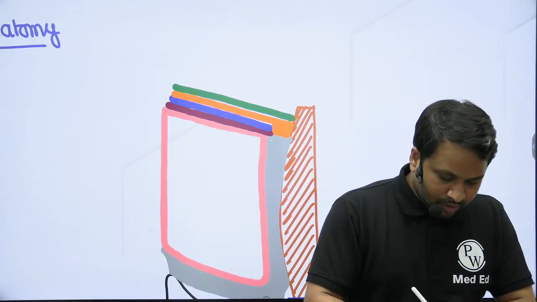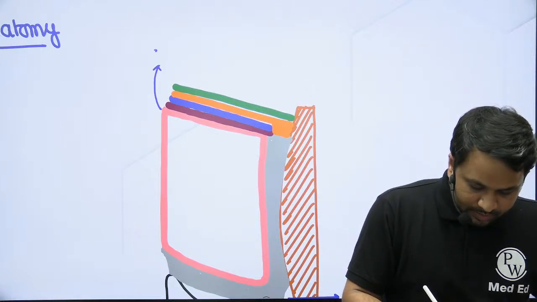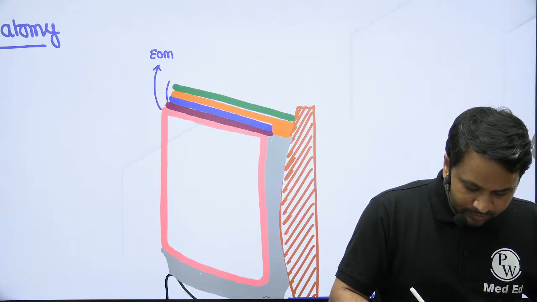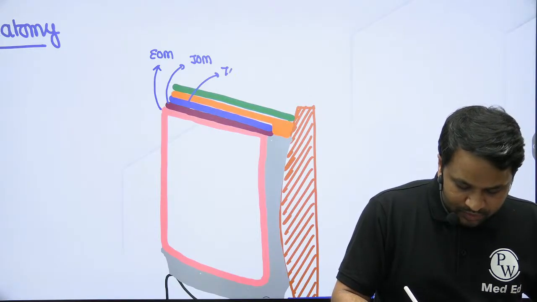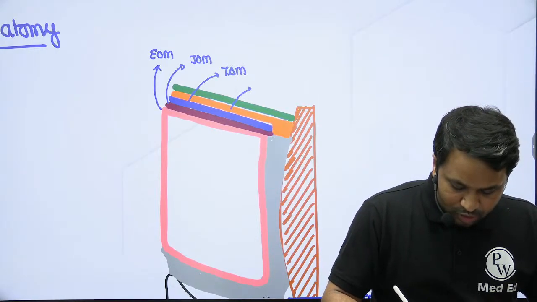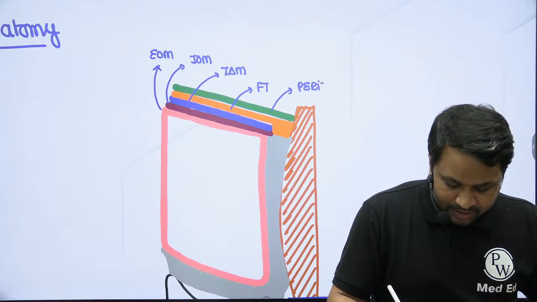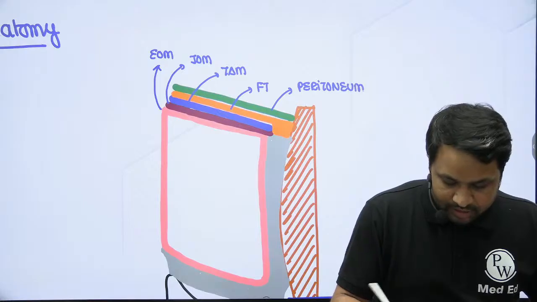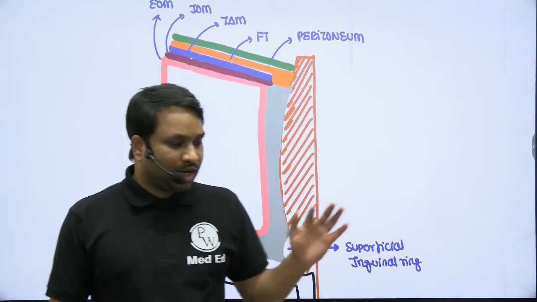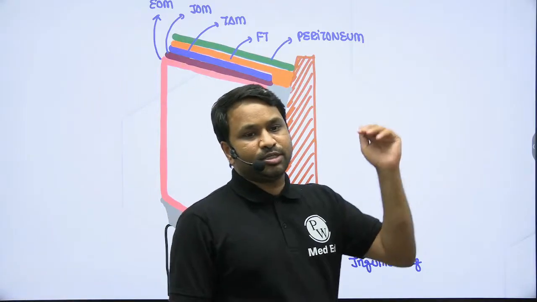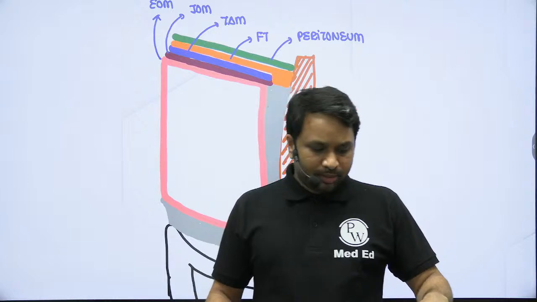If you look at the cross section from top to bottom, this is your external oblique muscle. This is your internal oblique muscle. This is your transverse abdominis muscle. This is your fascia transversalis, and the innermost is the peritoneum, right? So in the whole context, you have the external oblique muscle, the internal oblique muscle, the transverse abdominis, fascia transversalis, peritoneum, and inside the peritoneum, you have your abdominal cavity.